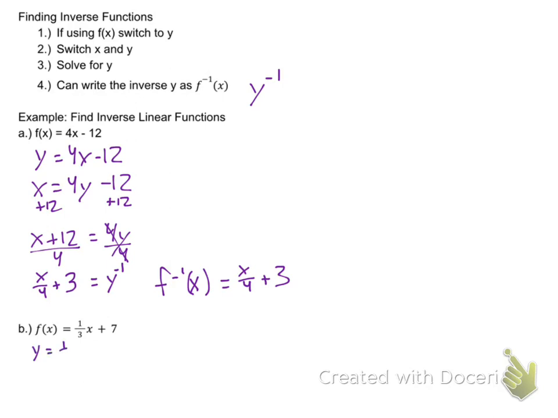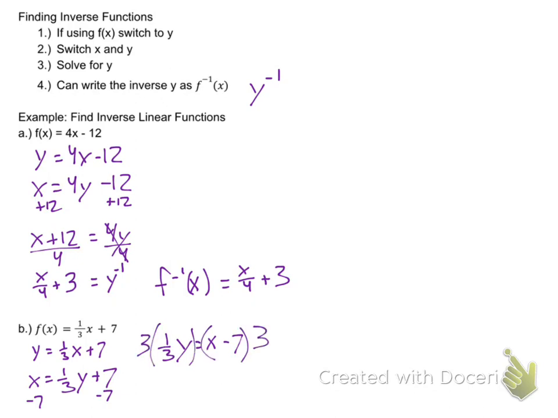So y equals 1/3 x plus 7. X equals 1/3 y plus 7. Subtract 7. So I get 1/3 y equals x minus 7. And this time I got to get rid of a 1/3. So to get rid of a 1/3, I'm going to multiply both sides by 3. These cancel, y inverse, because that's the new y. And then I'm going to distribute in 3x minus 21. And you now have the inverse linear function.